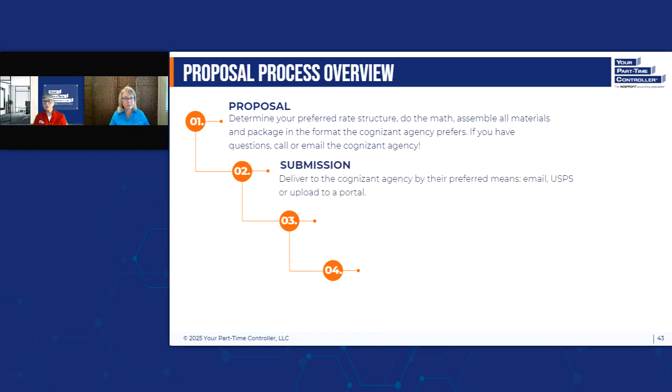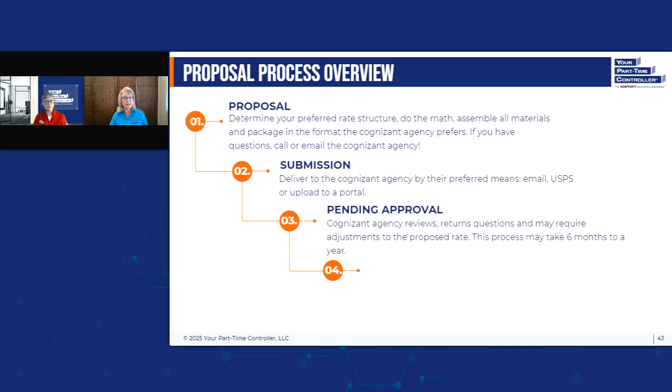Number 2 is the submission. You deliver to the cognizant agency by their preferred means. Most I've seen are submitted via email. Number 3, the cognizant agency reviews, returns questions, and as we discussed, may require adjustments to the proposed rate. This process may take 6 months to a year.